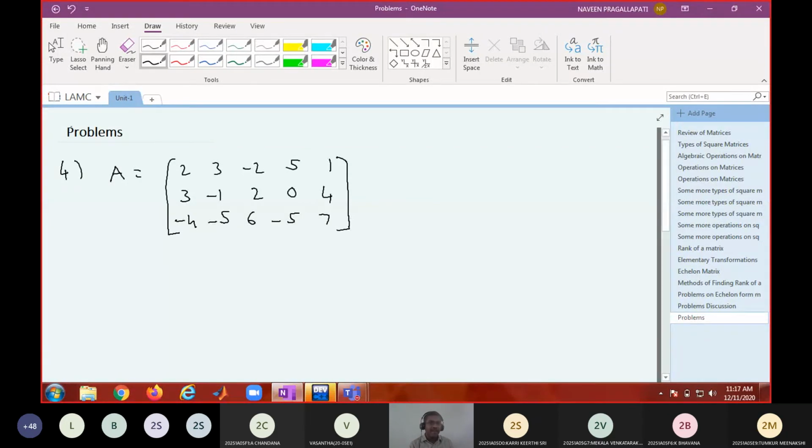If you don't mind, can you make it as 4? Third row, first entry. Third row, entry, first column. Make it as 4. 2, 3 minus 2, 5, 1. 3 minus 1, 2, 0, 4. 4 minus 5, 6 minus 5, 7.